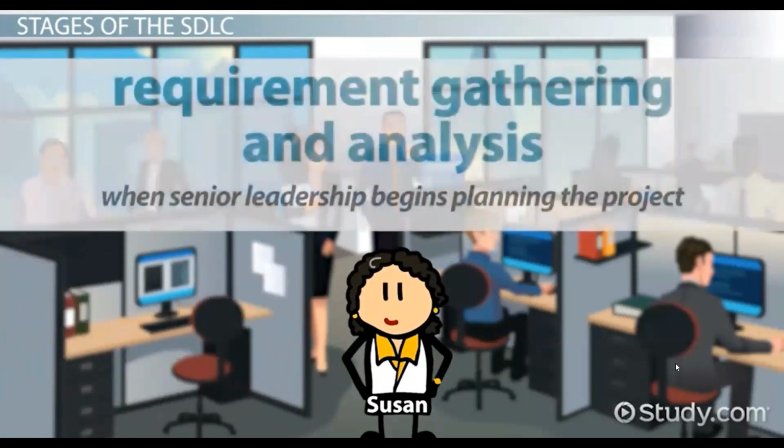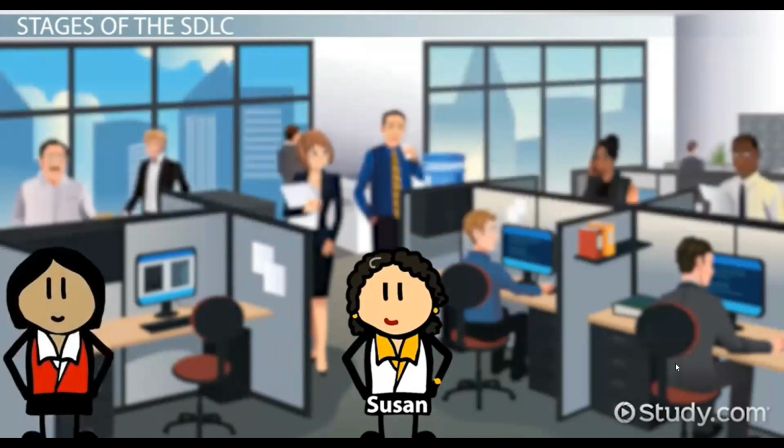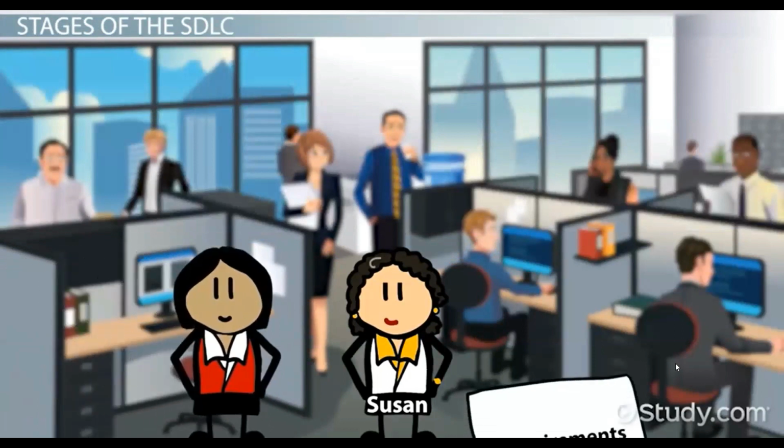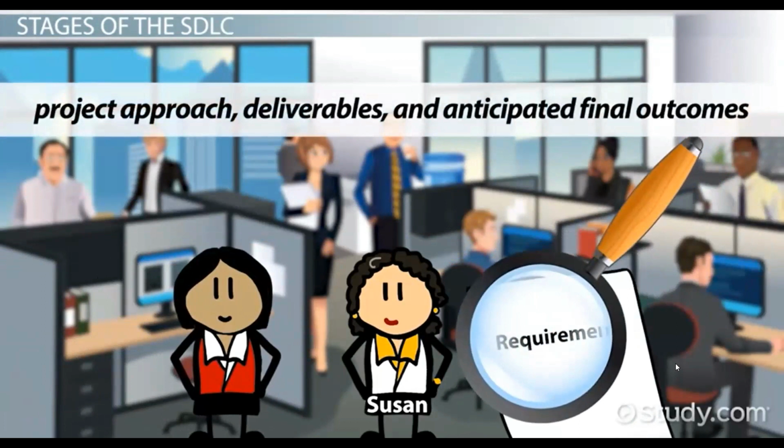The first stage is requirement gathering and analysis, which is when senior leadership begins planning the project. The client provides the requirements to the organization, and analysis begins to determine the project approach, deliverables, and anticipated final outcomes.